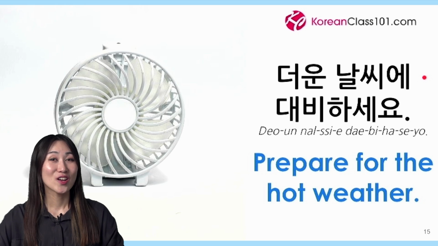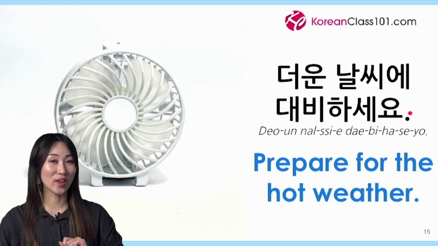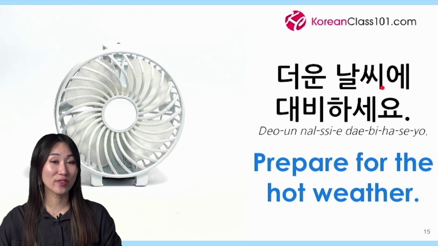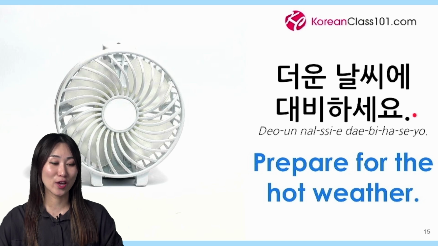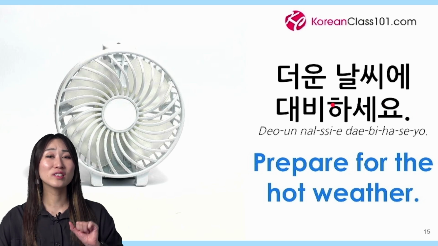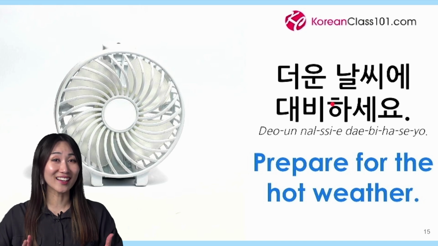First advice. 더운 날씨에 대비하세요. It means prepare for the hot weather. 더운 means hot. 날씨 means weather. So 더운 날씨 means hot weather. And 에 대비하세요 means prepare for. Please prepare for is 에 대비하세요. So please prepare for the hot weather because it's hot.